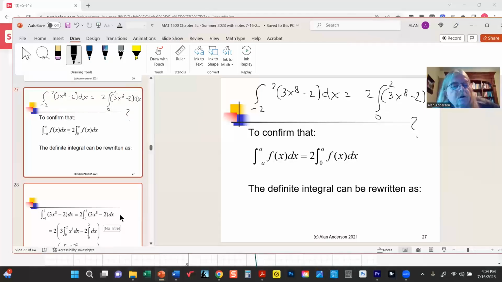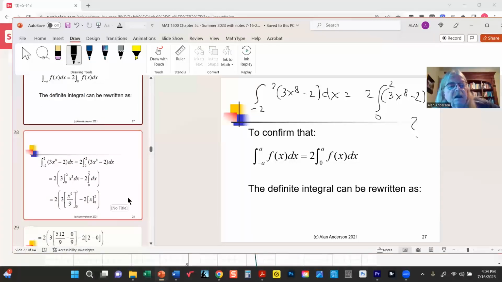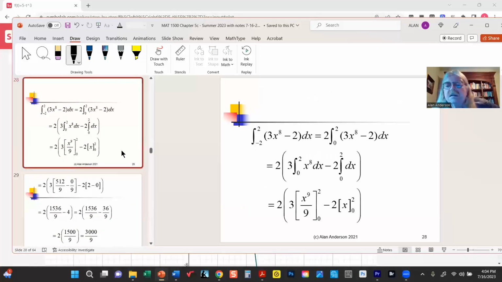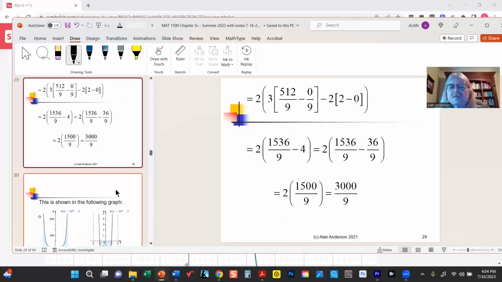All right, so if you evaluate the one on the right from 0 to 2, it's the same integration, the same power rule. It's just that now the range of integration is from 0 to 2 instead of -2 to 2. You plug in all the values. You can see that you ultimately wind up with, well, it says here 3,000 over 9, but it's 1,000 over 3. So in other words, it did work.